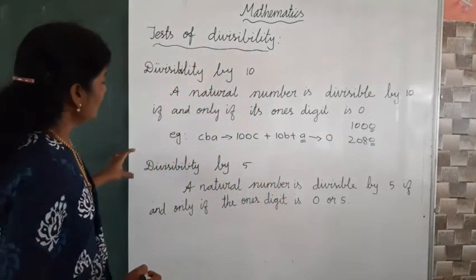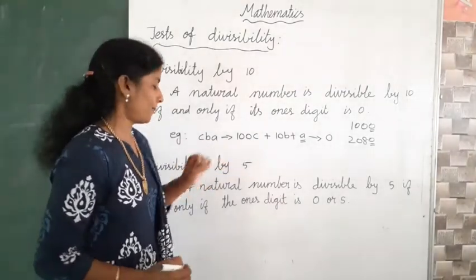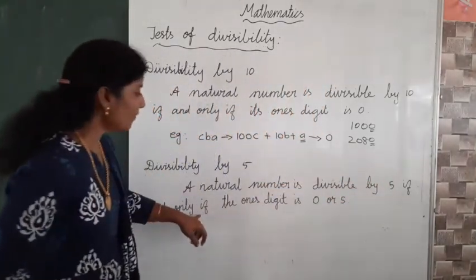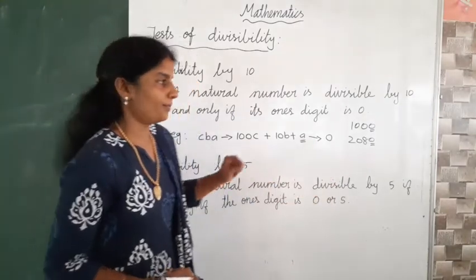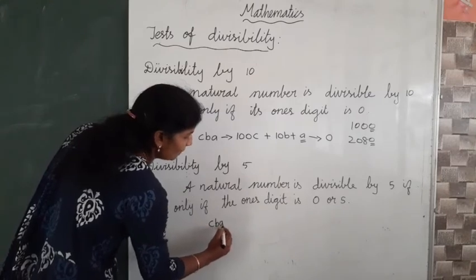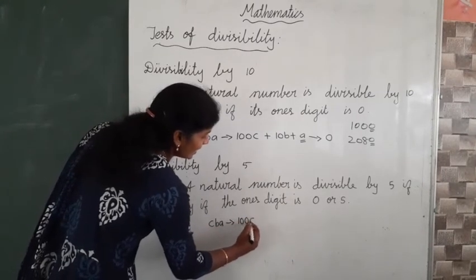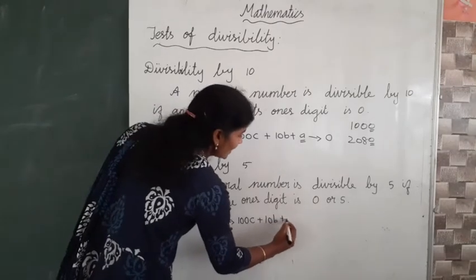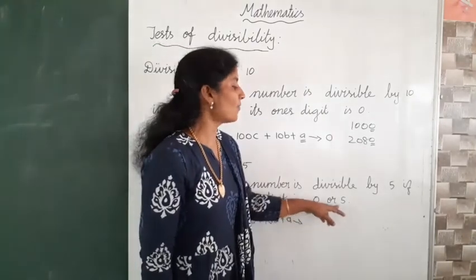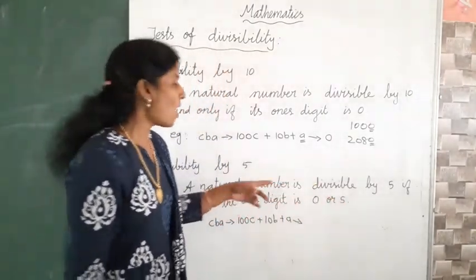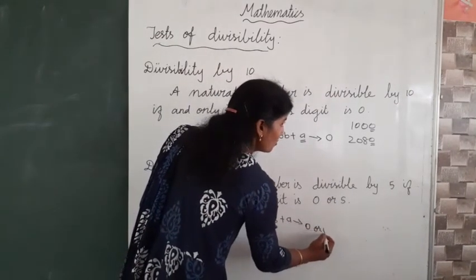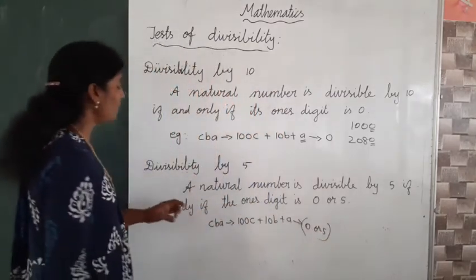Okay. Now, second one, divisibility by 5. A natural number is divisible by 5 if and only if the ones digit is 0 or 5. For example, any natural number that is CBA, we can write 100C plus 10B plus A. Now the ones digit is A. If the value of A is 0 or 5, this number is divisible by 5.